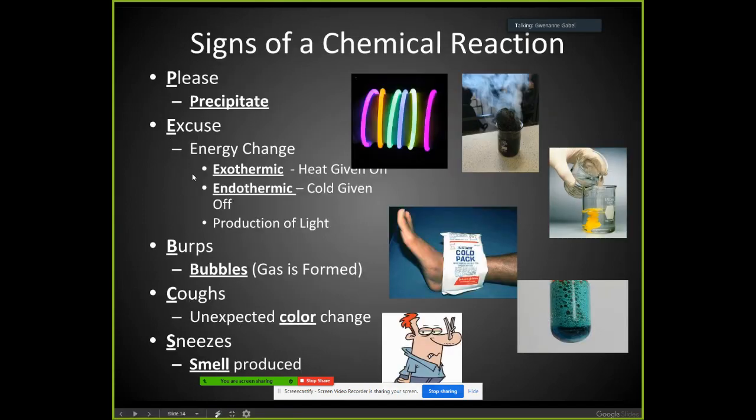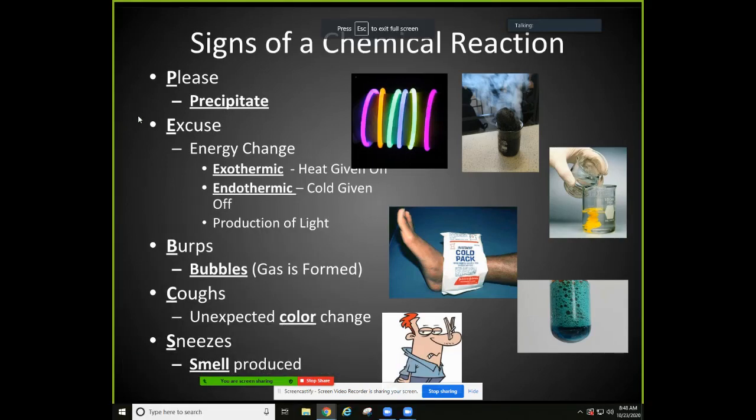Here is the acronym that you guys were exposed to in 6th grade. I don't know if you remember it. Please excuse burps, coughs, sneezes. Okay? And the first letter of each one of these words stands for an important vocabulary word. And then we have a bunch of picture examples here. The first one is a precipitate. Does anybody remember what a precipitate is? When you mix two liquids and they form a solid, like milk and vinegar or milk and Red Bull, when you mix them, it's going to form a solid.